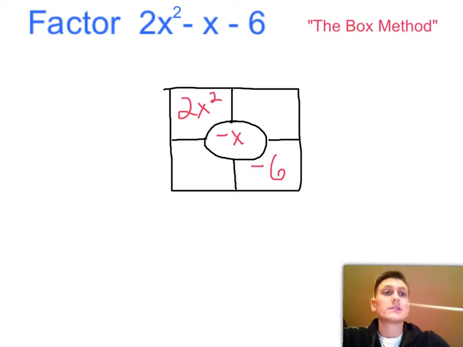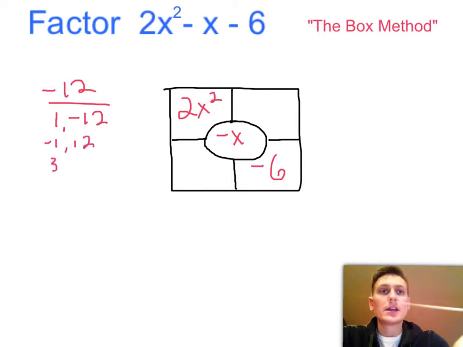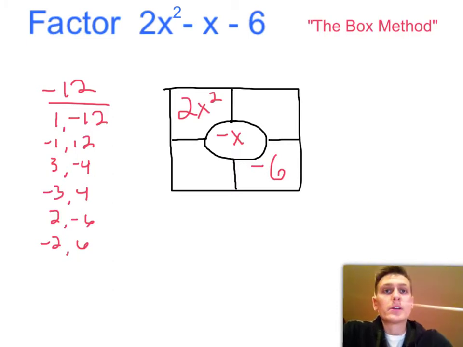The only difference with this example is we're not just looking for factors of negative 6. We're looking for factors of the coefficient of 2 times negative 6, which is negative 12. So let's list all the factors of negative 12. Well, 1 and negative 12, negative 1 and positive 12, 3 and negative 4, negative 3 and positive 4, 2 and negative 6, negative 2 and positive 6. And again, like before, we're looking at factors of negative 12 that add up to the middle term of negative 1x. Which factors of negative 12 add up to negative 1?